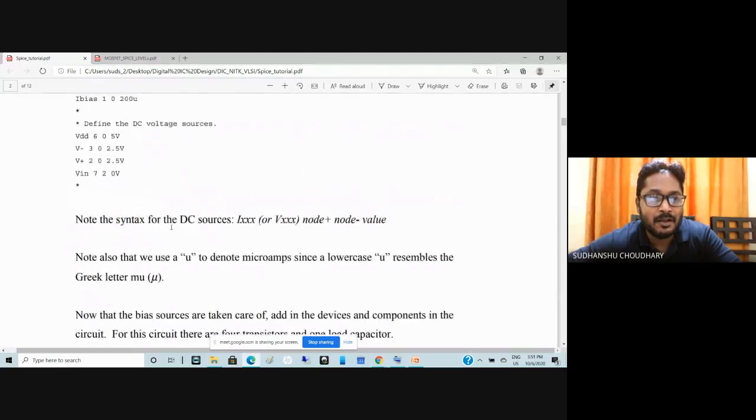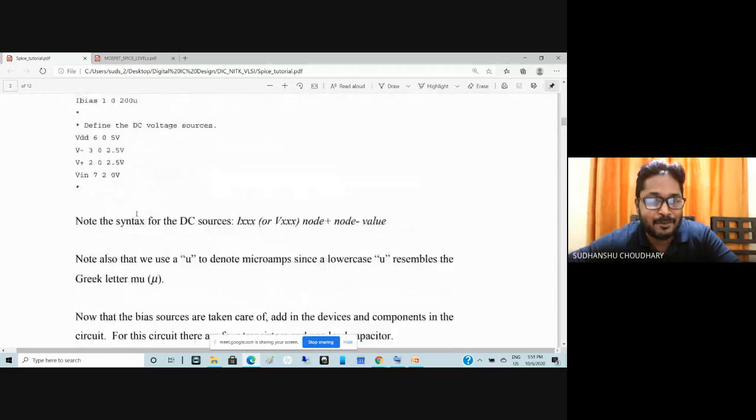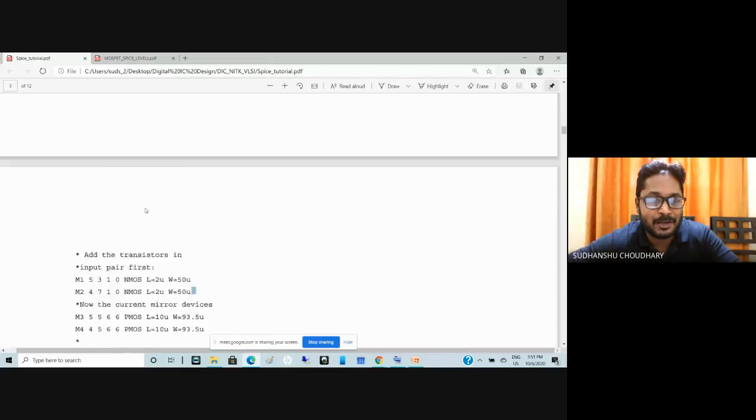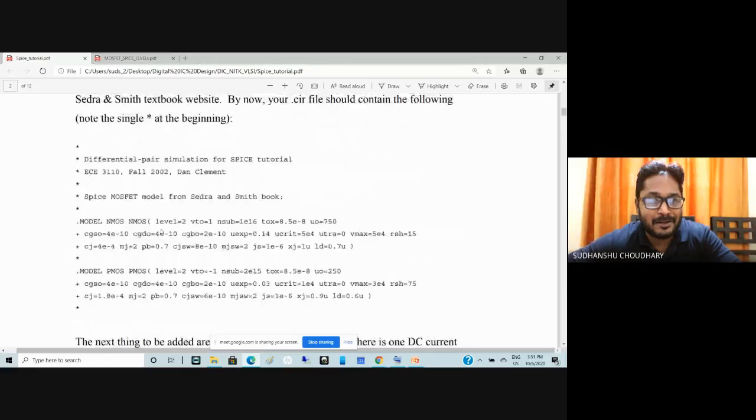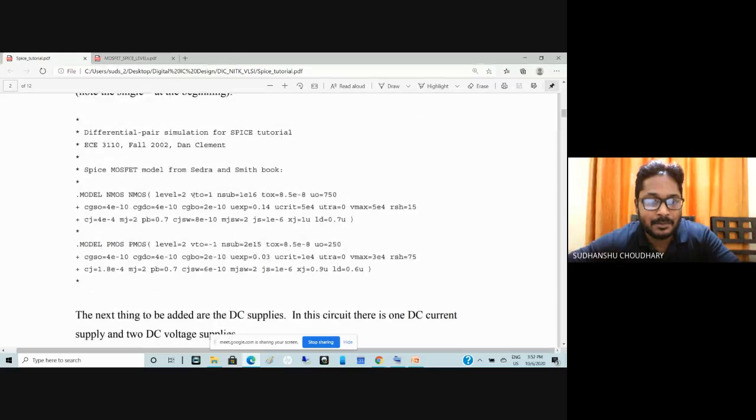Maybe you want to make changes to, let's say, width or length. In the schematic you can make changes, and the other way is to make the change here, right? Similarly, load capacitance you can change either here or in the schematic. Similarly, the model, the process parameters. If you are not able to change the process parameters there, you can change them here in the code file, right?